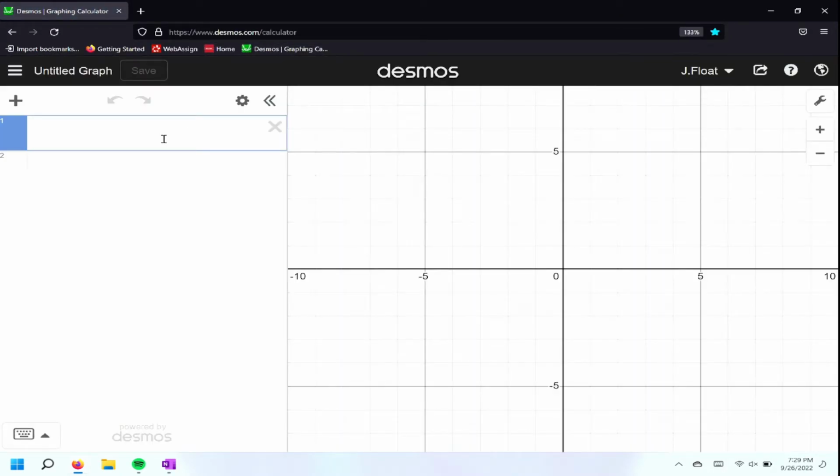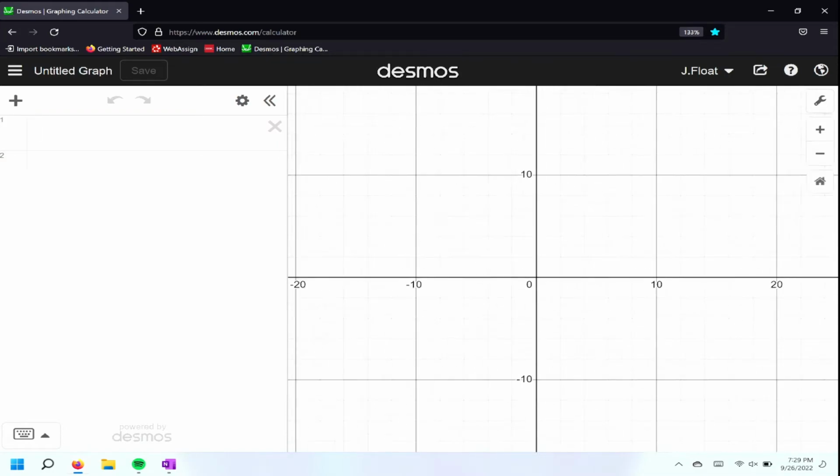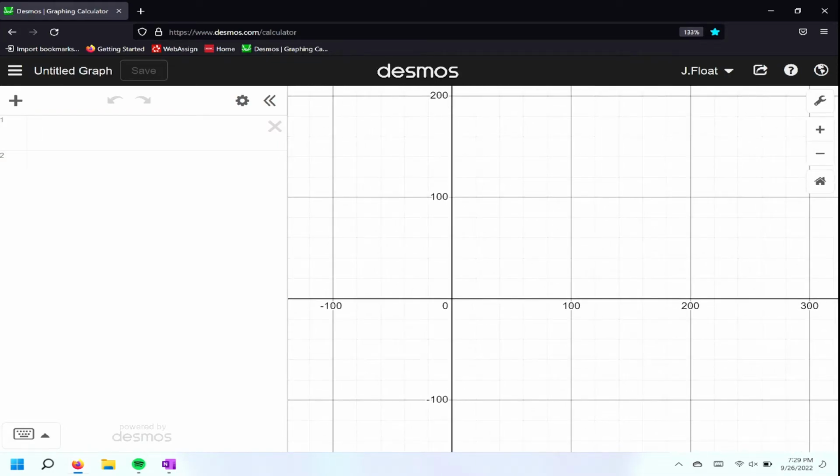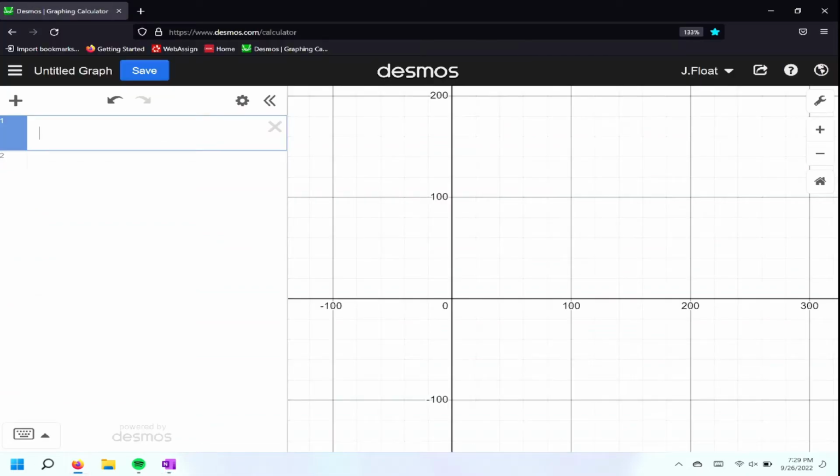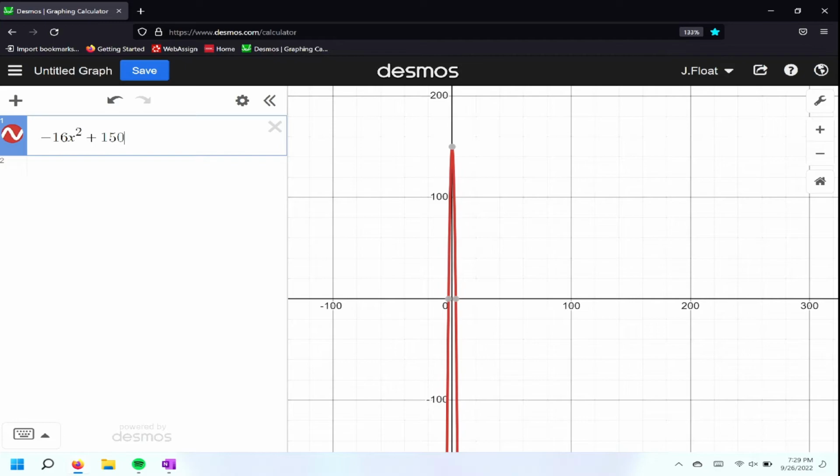All right, and we're just going to type this in. Now, when you type functions into Desmos, you don't have to worry about the functional notation. We just want the relation. So this is going to be, let me look at my notes again, negative 16 t to the second plus 150. And in Desmos, you have to use the variable x. So we get negative 16 x to the second plus 150. And I'm going to make this look really nice.